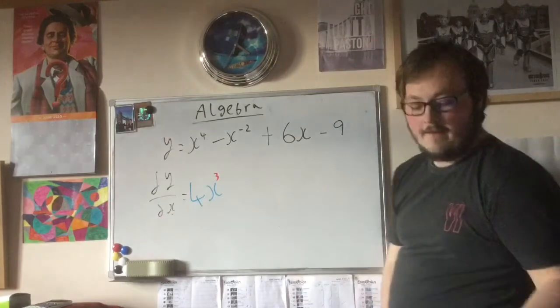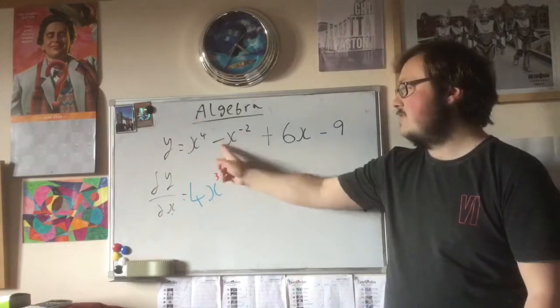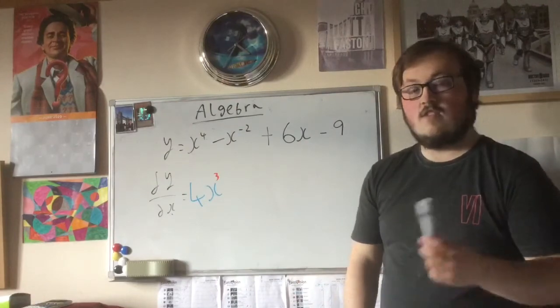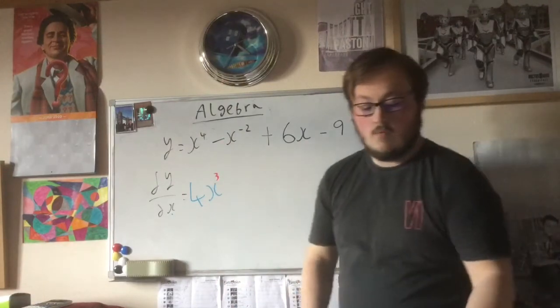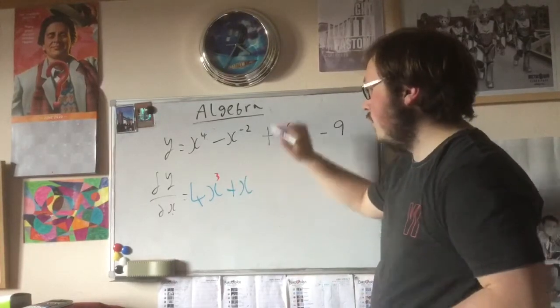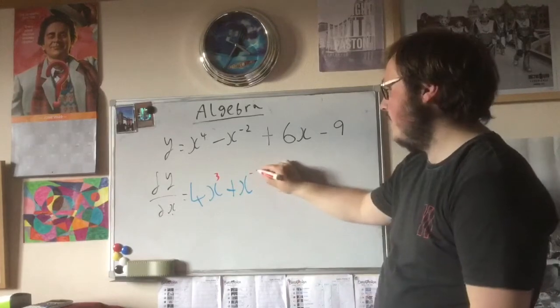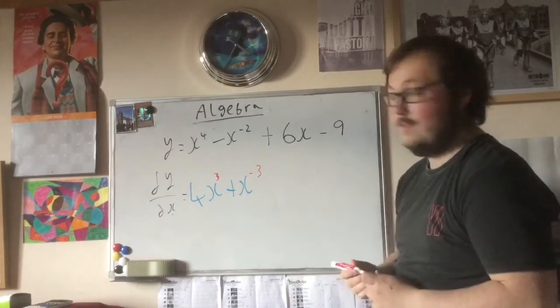For this one we have negative x to the power of negative 2. So we multiply negative 2 by the coefficient. So negative 2 times our negative 1 would become just 2x. So what would our indice become? Well, we're taking away 1, so it would become negative 3.